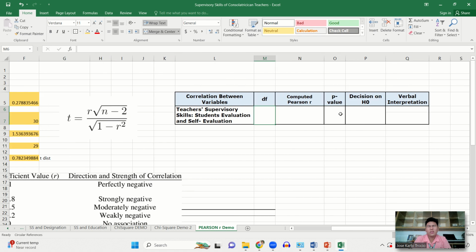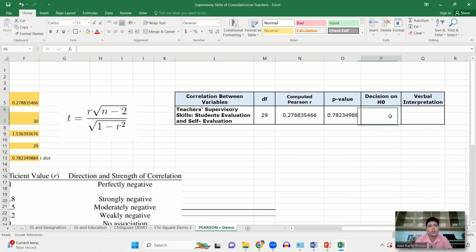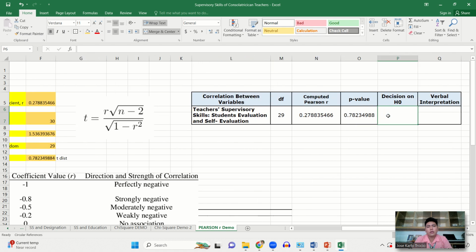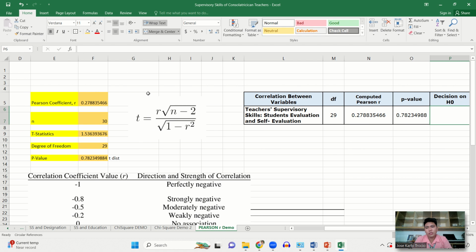In your research paper, you are just going to indicate the degrees of freedom is 29. Computed Pearson R is 0.278, just a very small correlation. And then the p-value is how much? 0.78. That's it. Your decision on null hypothesis should be, is it accept or reject?